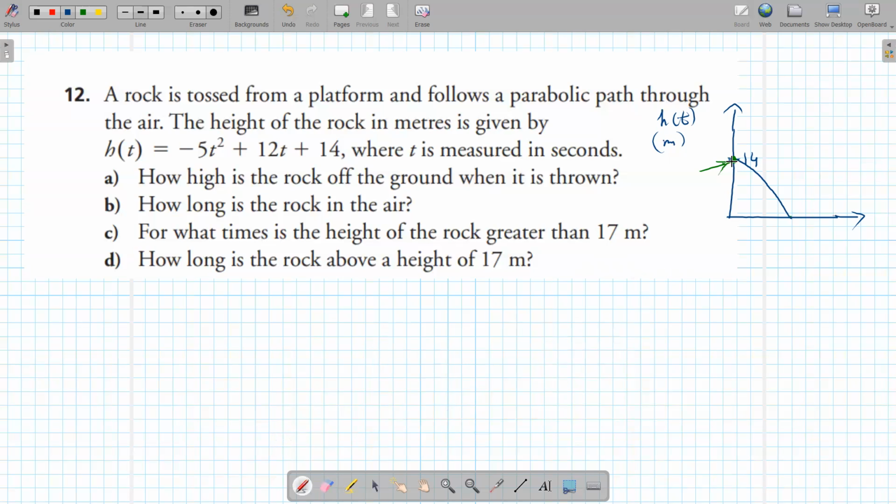Anyways, so our y-intercept is 14 meters. How long is the rock in the air? So we're looking for this distance from here to here. That's just another way of saying find the x-intercept, right?